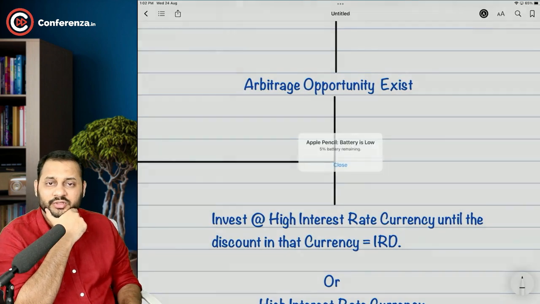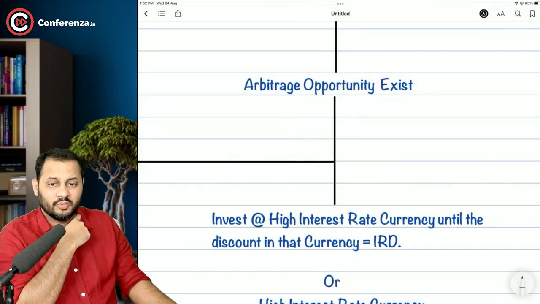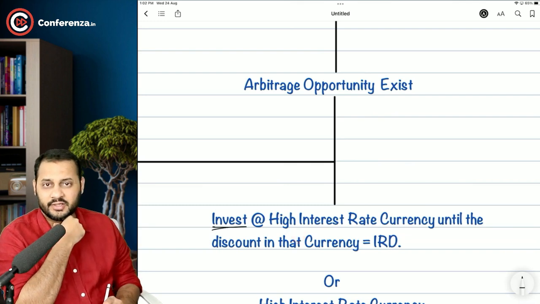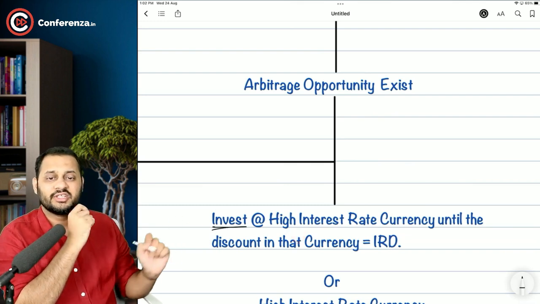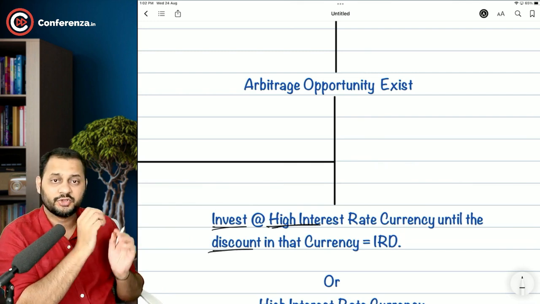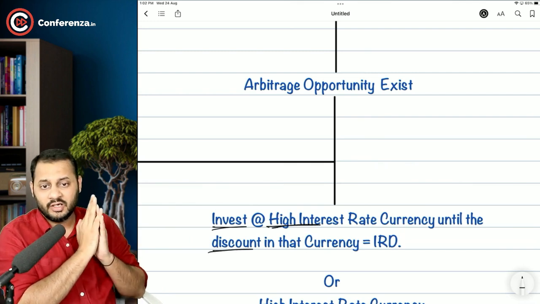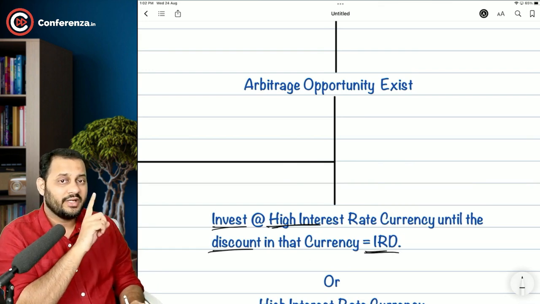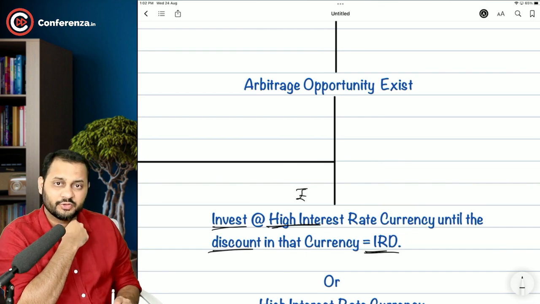Okay, let's talk from this angle. When you talk about the high interest rate currency, the first thing that comes to your mind is investment. And you will keep on investing in the high interest rate currency. But IRPT says that it should discount. It should be depreciating until it reaches the interest rate differential point. So it should be at discount, rupee. In this question, rupee.